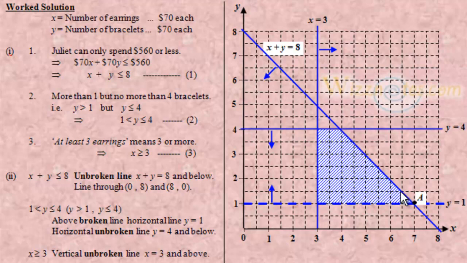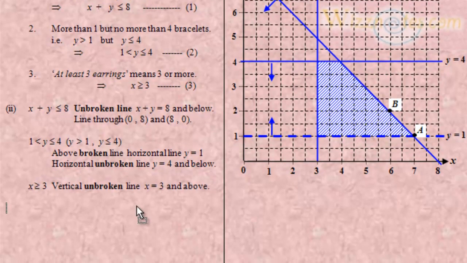We also cannot use this point, because here we are talking about 6.5 earrings and 1.5 bracelets. You cannot have 6.5 earrings. So you have to continue along the side till you find a valid point. Now this would be a valid point, because here you would have 6 earrings and 2 bracelets. So we can label that point. Let's call that point B, and that would be a valid point, and that is where we would have our highest value of x.